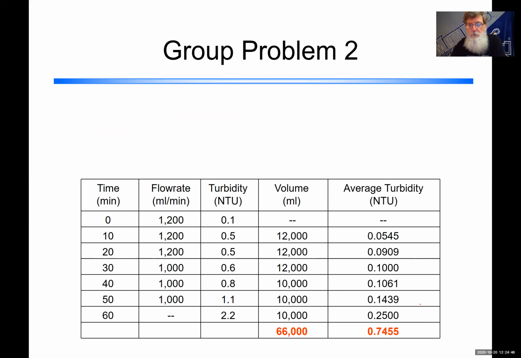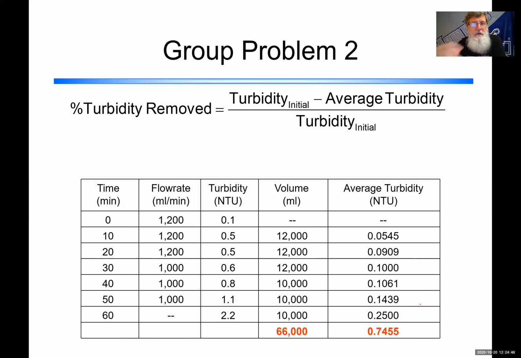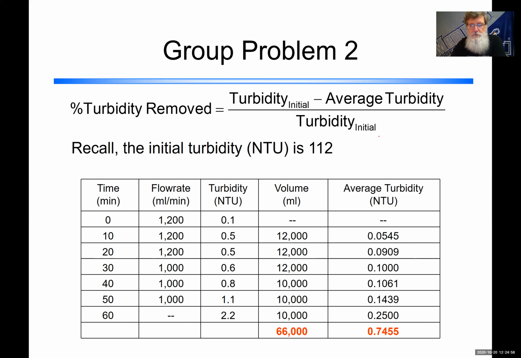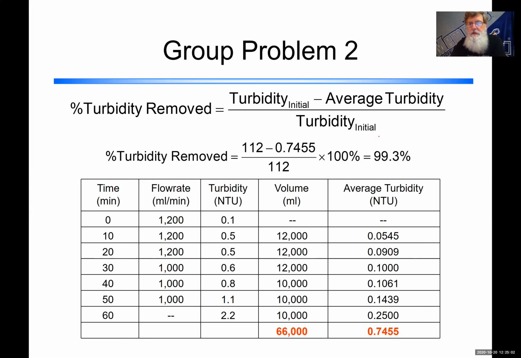So now what's my percent removed? Well, my initial turbidity, which was 112, minus my average turbidity over the initial. So this would be pretty high removal. In fact, when I do my calculation, I get 99.3% removal, and that's really good. So over 99% of the turbidity was removed by this filter.